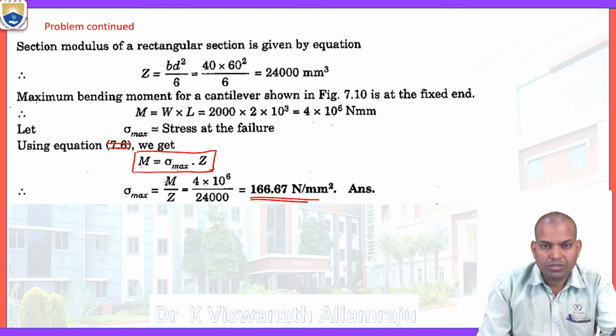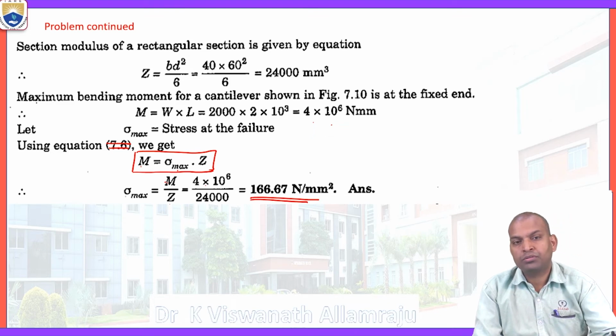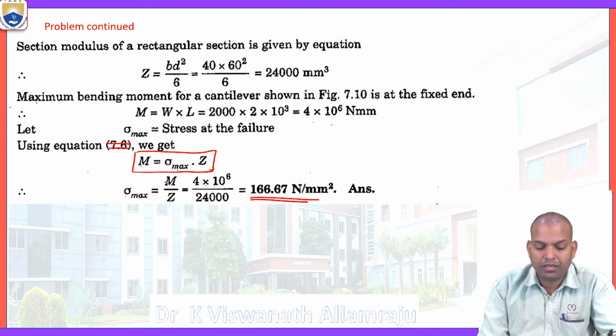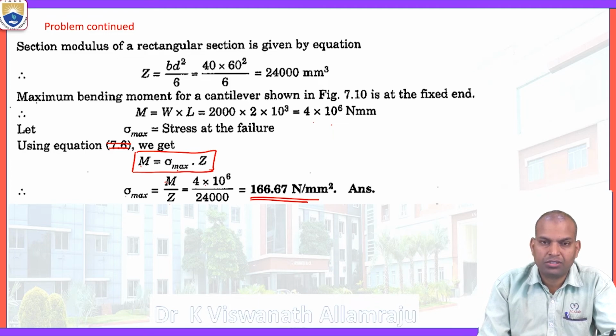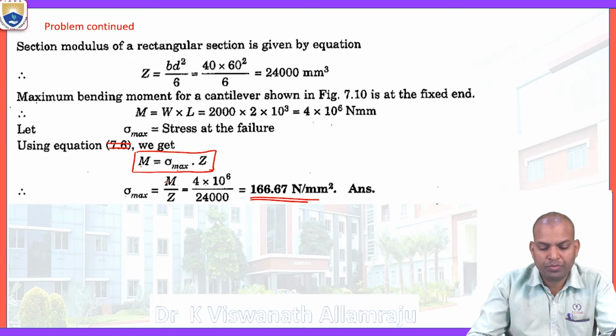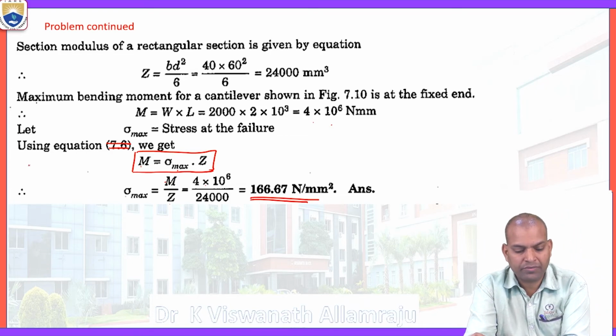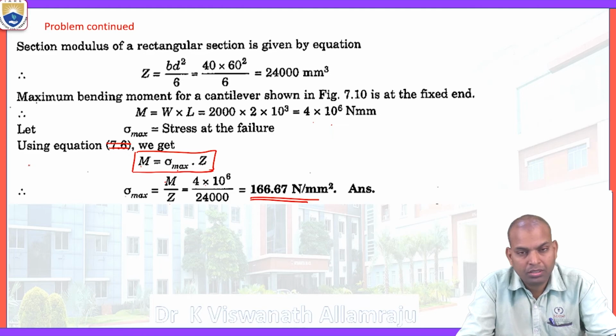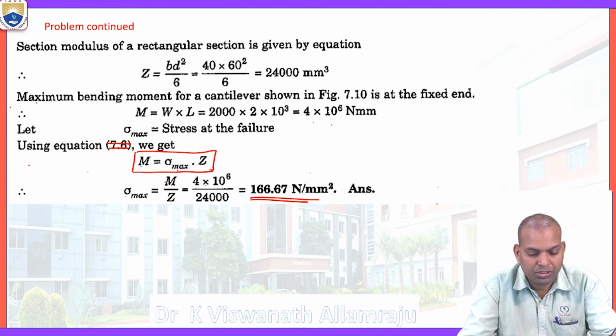A cantilever beam is subject to 2000 newtons at the free end, and the length of the beam is 2 meters. In order to avoid the failure of the cantilever beam, how much load should be applied? The stress should be less than 166.67. That means less than 2 kilonewtons should be applied. Otherwise, failure takes place. As already mentioned, failure takes place at 2 kilonewtons, so the stress developed is this much, and at this much stress failure takes place.